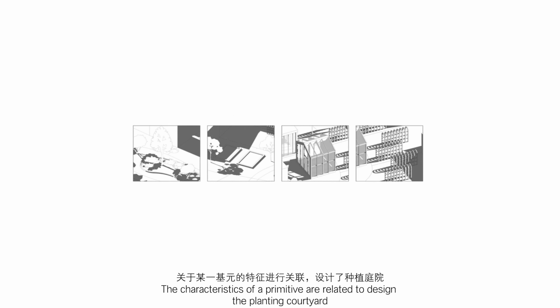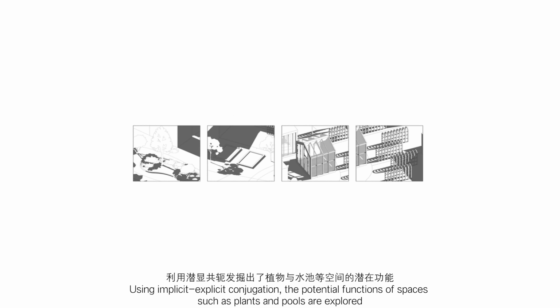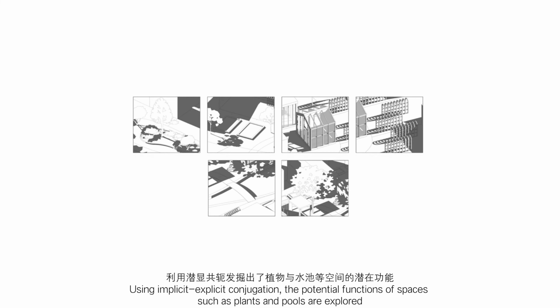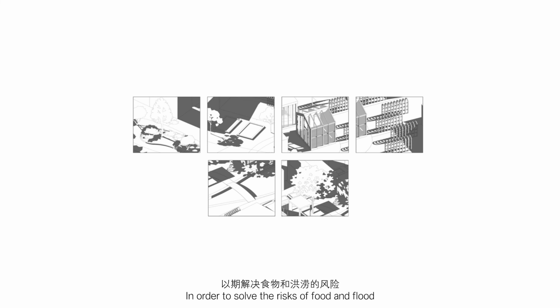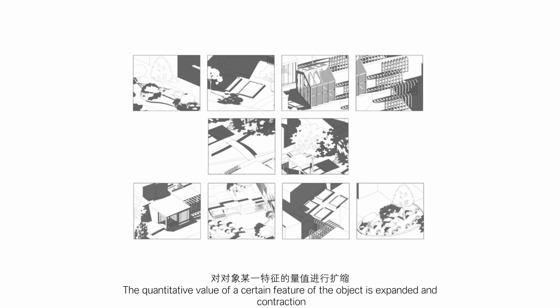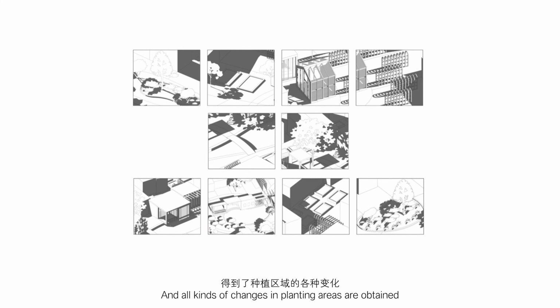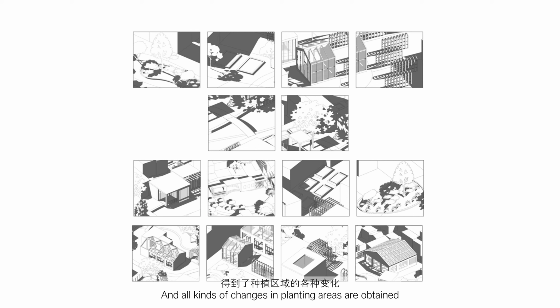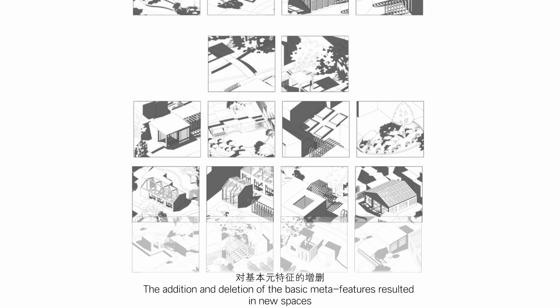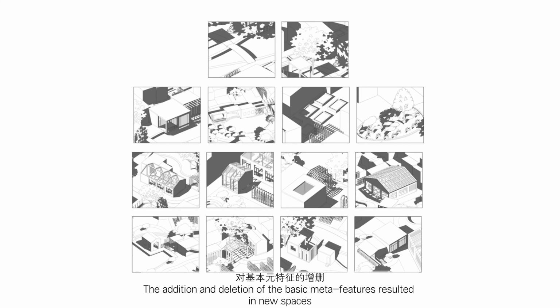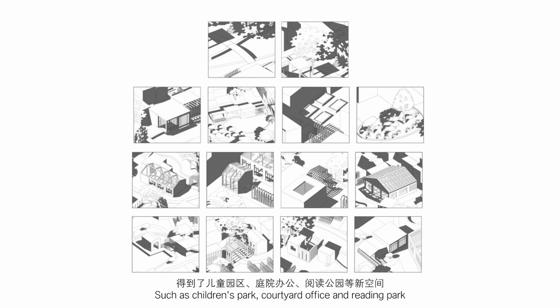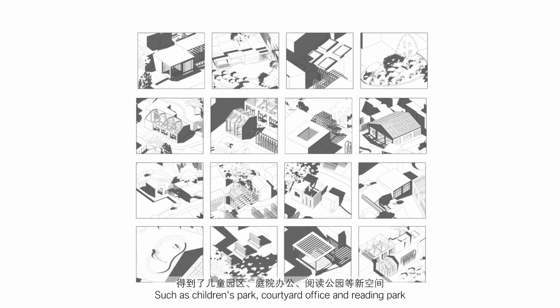The characteristics of the prime are related to design the planting courtyard. Using implicit-explicit conjugation, the potential functions of space such as plants and pools are explored in order to solve the risk of flood and flooding. The quantitative value of a certain feature of the object is expanded and contracted, and all kinds of changes in planting areas are obtained. The addition and deletion of the basic element feature result in new space, such as children's park, courtyard office, and reading park.